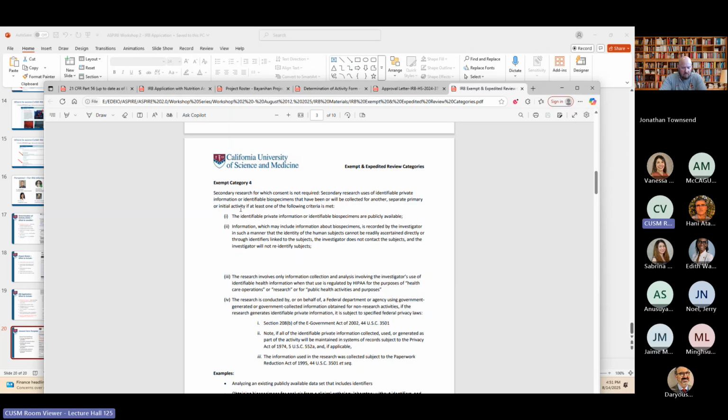Kind of on the subject of secondary data. Through systematic review. Very good question. The question is, and I'll rephrase, what about systematic reviews and meta-analyses? Do we need IRB approval for that?